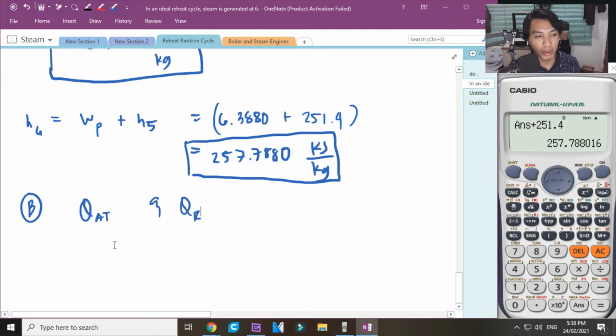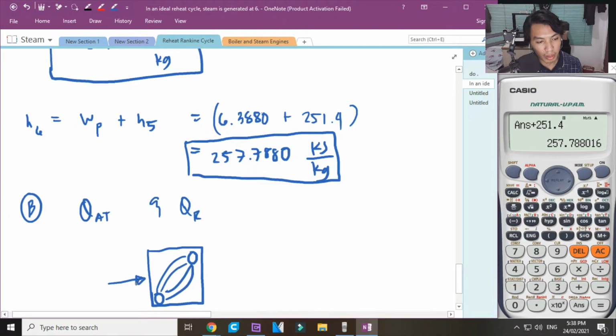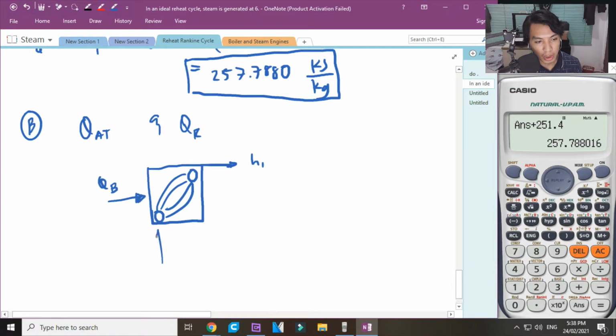Okay, let's draw it, because drawing is better. This is our boiler, the steam generator. You add Q boiler. It exits as H1 and enters as H6. Now, for Q of the boiler, that is H1 minus H6. And H1 is letter A.